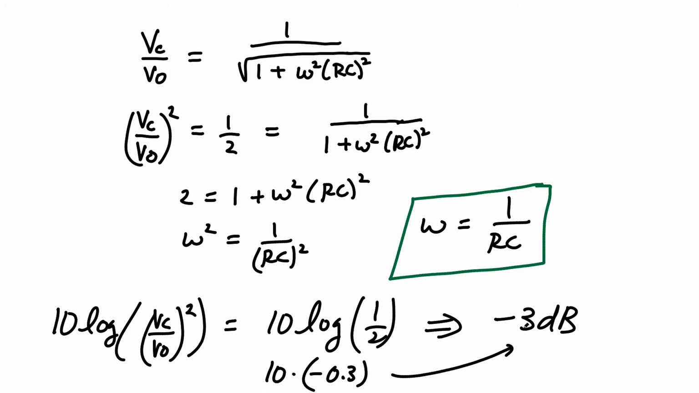All right, so now let's go ahead and sketch what this looks like. Since we know the low limit, we know the high limit, and now we know when the power drops off by 3 dB, let's go ahead and sketch that now.